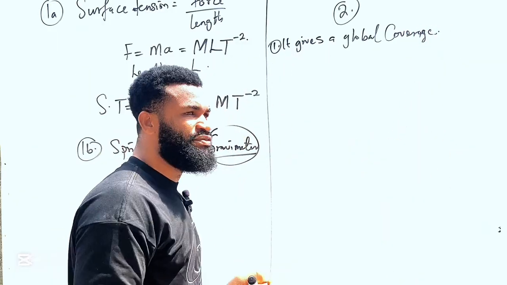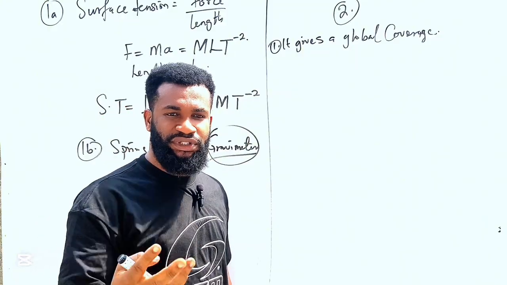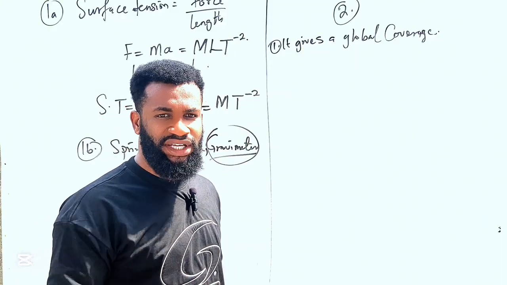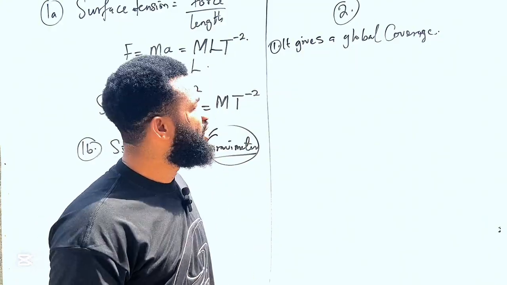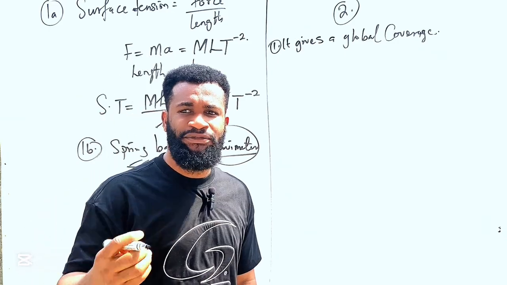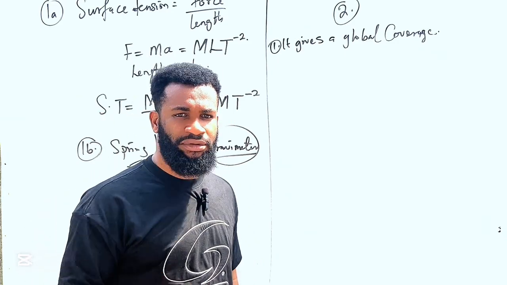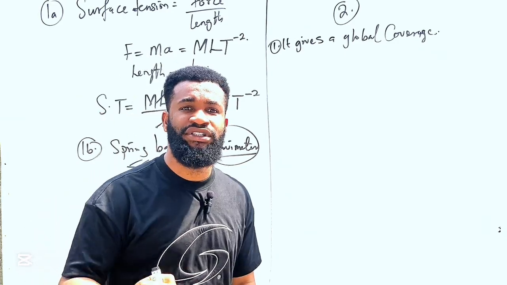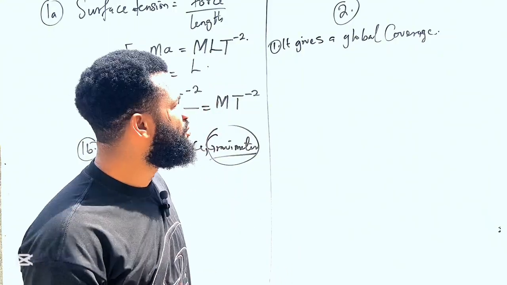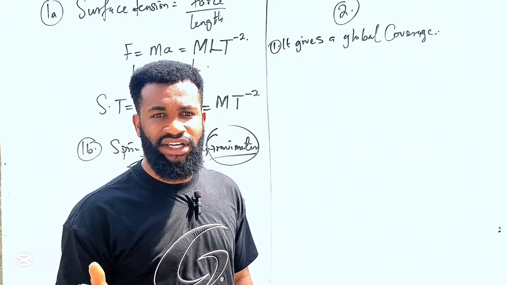It can also help for the prediction of weather or atmospheric changes. It can also be used to provide information about the weather changes. So these are the things you can use polar satellites for.